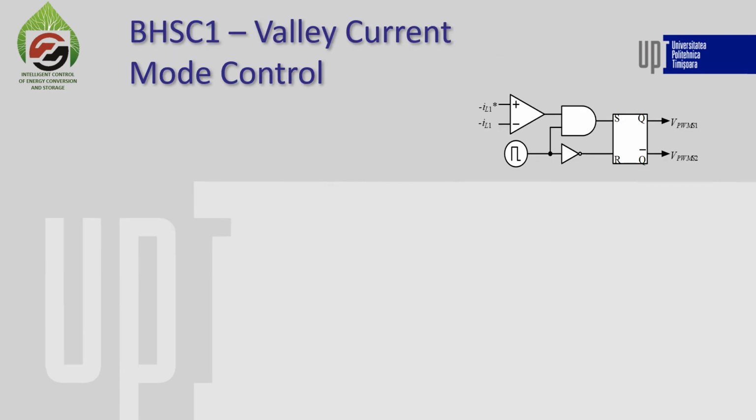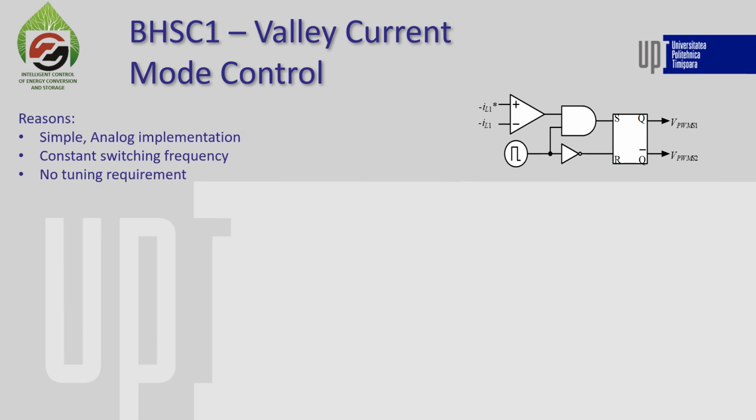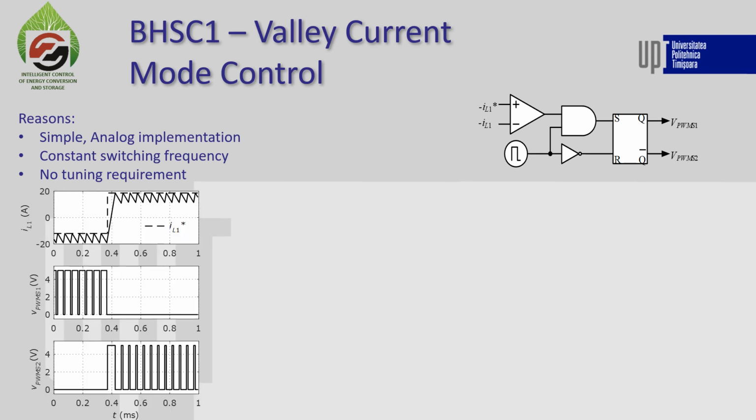Next, we continue to the first controller used for this converter, which is a valley current mode control. We see here that it is a very simple implementation, and of course it is analog, it has a few components, but the good part is that it doesn't require any kind of tuning, so it is very fast to implement. On the left we have some simulation results, also done in PSIM, and we see a very good response for the current which we control.